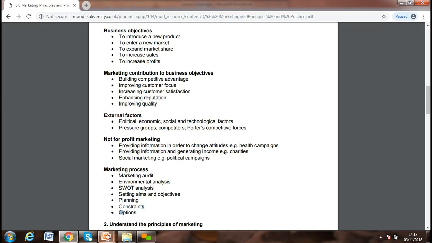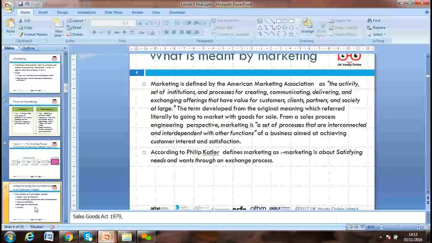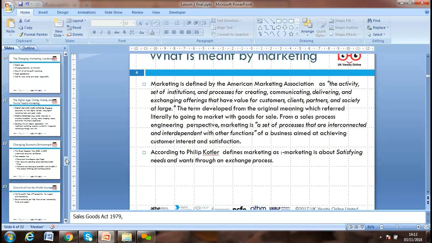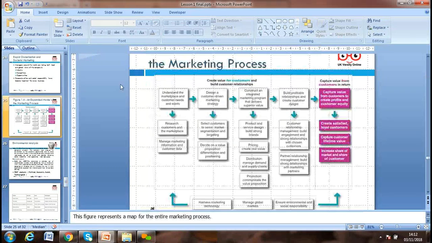Marketing process: this is one of the slides which I already showed you here. That's all the process of marketing. So this is the whole marketing process. So please go through this as well.